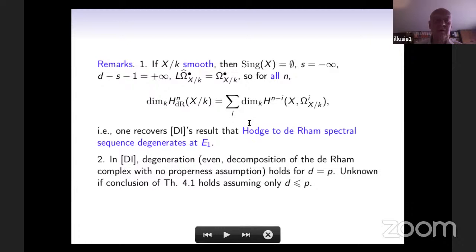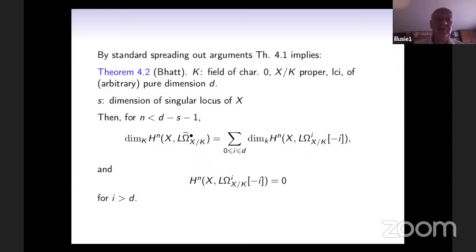Of course, the dimension d had been supposed to be smaller than p, and of course, in presence of lifting. In fact, in Deligne–Illusie, we proved that for d equals p, the decomposition also holds, but for the degeneration of the Hodge–de Rham spectral sequence in this singular case, we don't know. By standard spreading out arguments, you get a similar result in characteristic zero, which is exactly the same shape, except that here you don't need to assume d is smaller than anything.